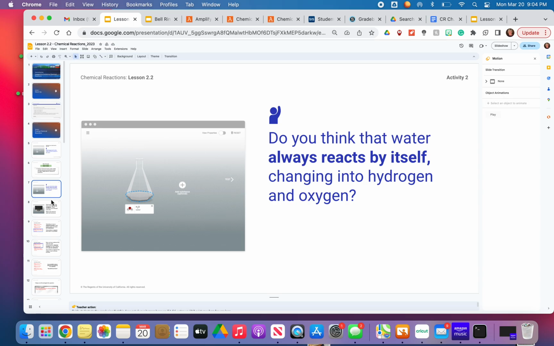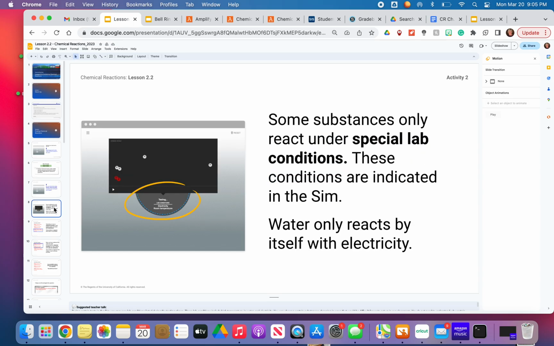I spent some time talking to them also about noticing that the conditions were just right, and that the water only reacts by itself with electricity. If we just left water on the counter by itself, it would evaporate. And that's a phase change, not a chemical change.